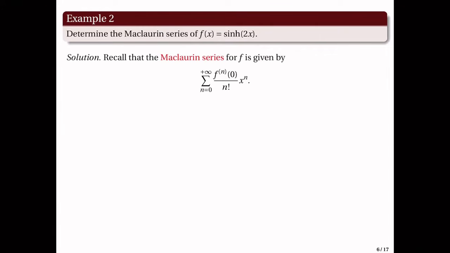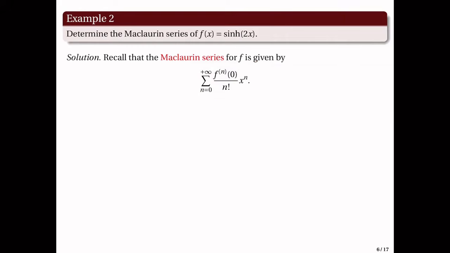For our next example, we want to determine the Maclaurin series of f of x equals the hyperbolic sine of 2x. Now, recall that the Maclaurin series for f is just the Taylor series for f centered at 0. So we have this formula. Okay? And then, to find the Maclaurin series for this function, so i-follow lang natin yung ginawa natin sa previous example. So first, hanapin muna natin yung expression na ito, and then we can use this formula.